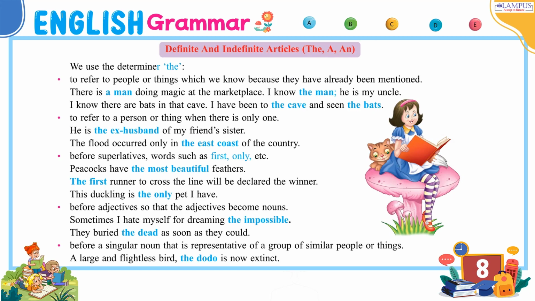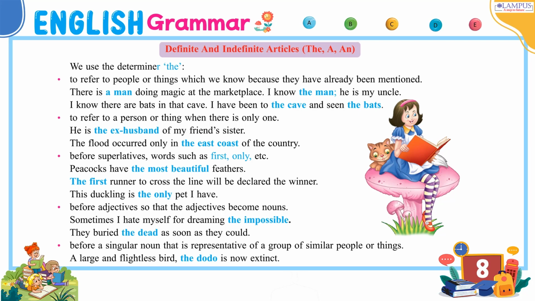Definite and indefinite articles: the, a, and an. We use the determiner the to refer to people or things which we know because they have already been mentioned. There is a man doing magic at the marketplace. I know the man. He is my uncle. I know there are bats in that cave. I have been to the cave and seen the bats.